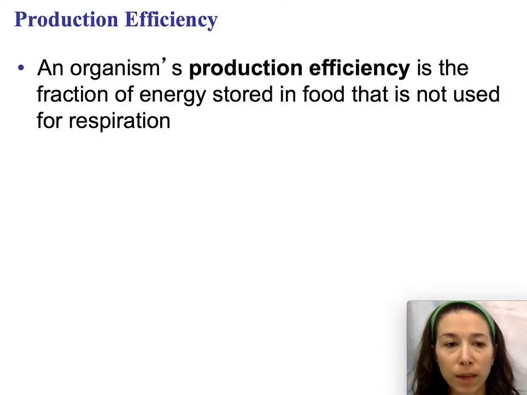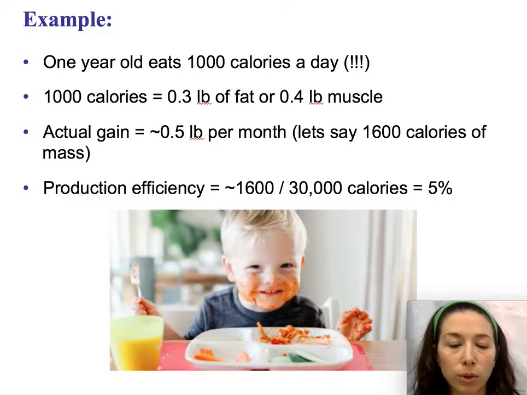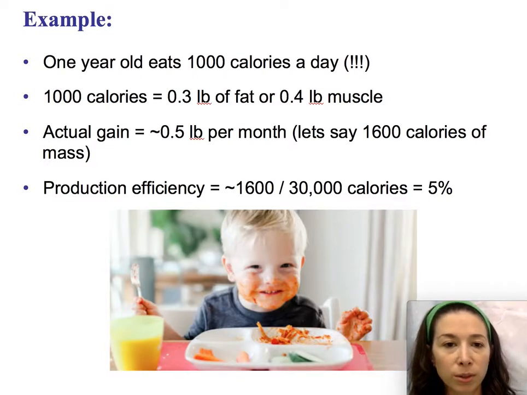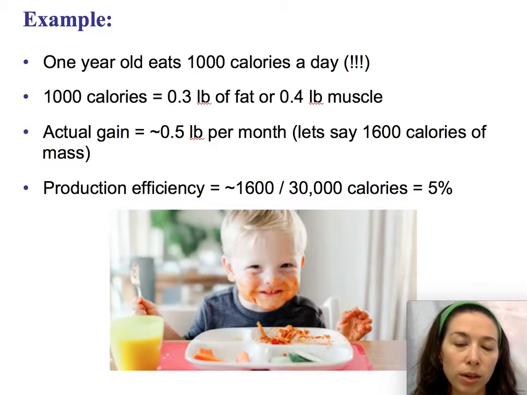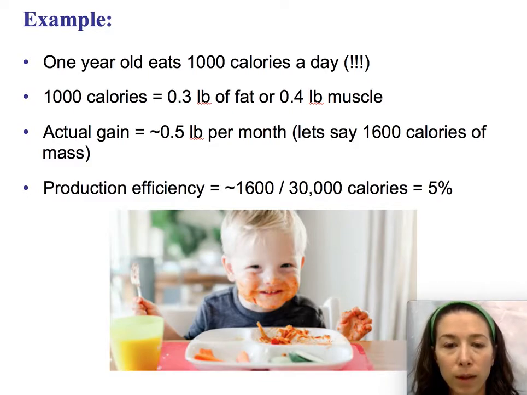So if we think back to our example of a cow, the production efficiency is going to be the amount of weight the cow gained as a fraction of the amount of grass, in calories, of course, that the cow ate. So let's look at an example. For example, let's think about a 1-year-old. 1-year-olds eat, apparently, allegedly, about 1,000 calories a day, which is an astonishing number on its own. And if we convert about 1,000 calories to a unit of mass, that's about 1/3 of a pound of fat, or 0.4 pounds of muscle.